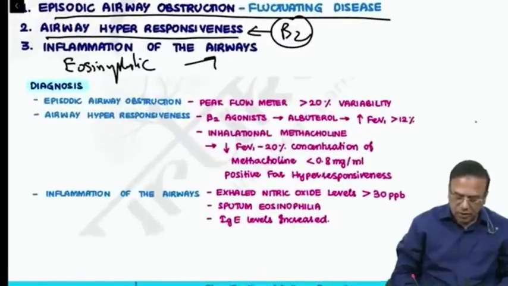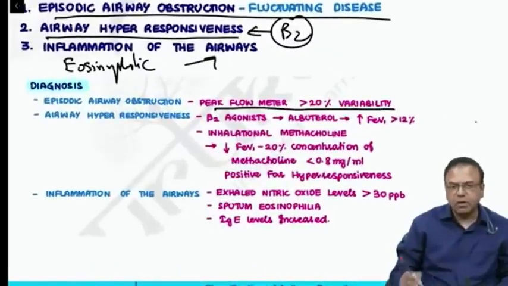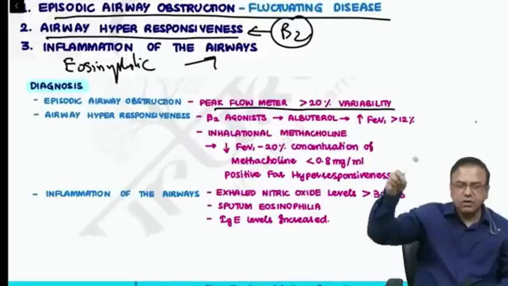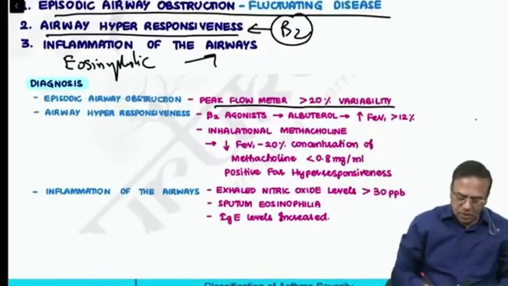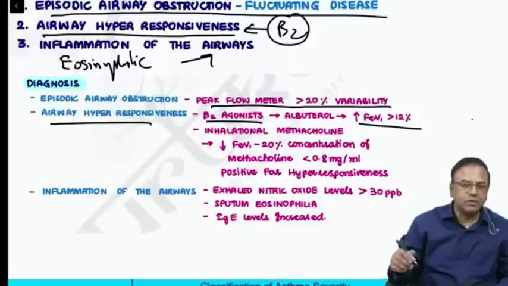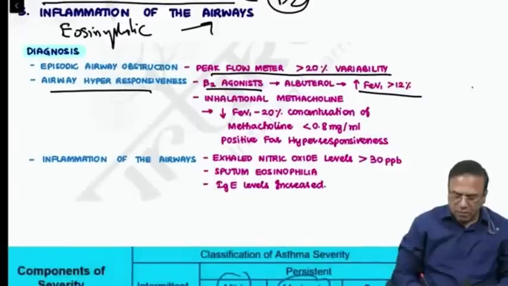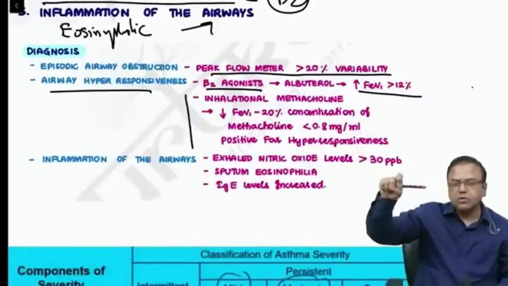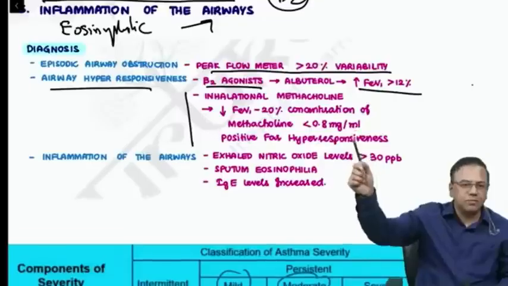How do you prove episodic? Ask the patient to get a peak flow meter. Between attacks, they will be normal. When the attack occurs, they will have worsening. So 20% variability should show. How do you prove airway hyperresponsiveness? Beta-2 agonist if you give, patient's FEV1 should improve by 12%. Or if the patient came normal, methacholine challenge test may cause bronchospasm. So this is going to be how you prove hyperresponsiveness.